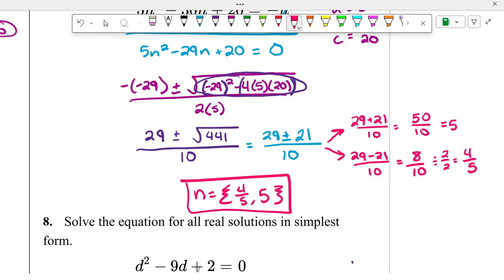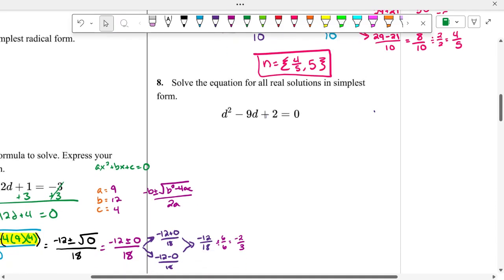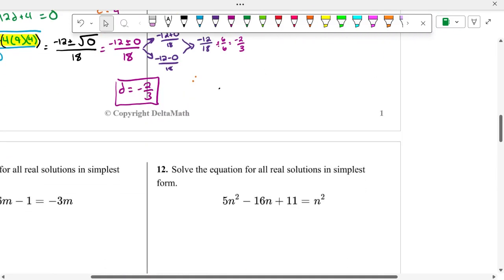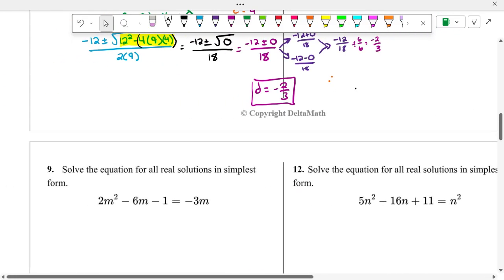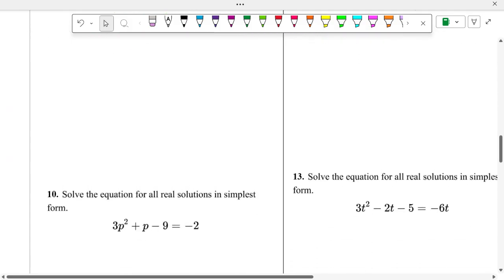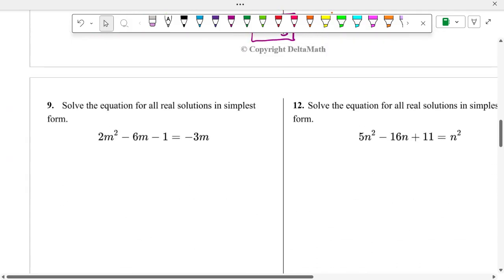Now, the ones that we've been doing so far have had nice numbers. Okay? Nice numbers, perfect squares in there. We actually had to do some computation. Let's look at some ones where you can't simplify the radical, or the radical is not a perfect square, I should say. All right. So let's look at number 9.